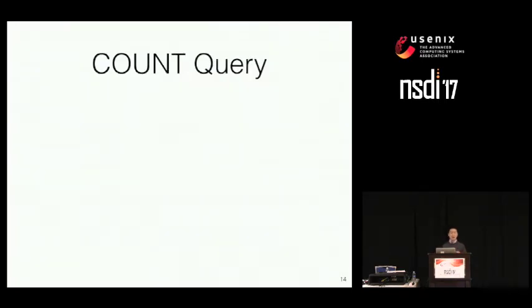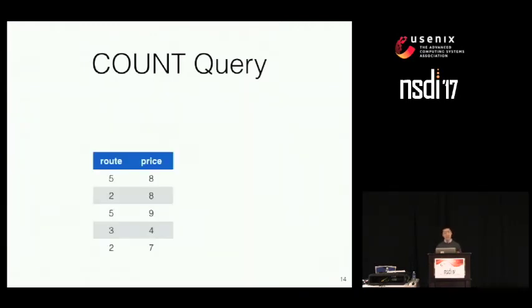To better understand how FSS works in the context of Splinter, I'll start with a count query. Suppose we want to know the number of flights for a certain route. For simplicity, let's consider a subset of a flight database with 2 columns, route and price. And each provider hosts a copy of this database. Suppose we want to count the number of flights where the route is 5, but we don't want the provider to learn that we're querying for 5. For reference, the answer to this question is 2.